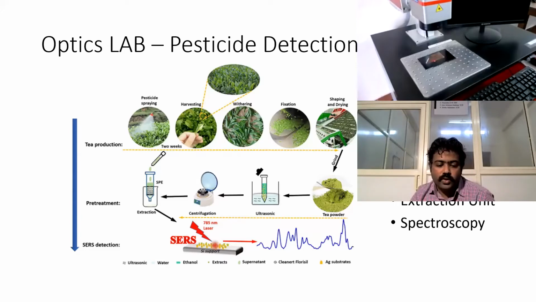For efficient analysis, we use techniques called grinding, ultrasonication, centrifugation, and extraction. Then you go for the process called SERS, surface enhanced Raman spectroscopy. This SERS plays a very important role in the study of pesticide detection tools. The tools we are using for this are a laser source, ultrasonicators, laser-controlled PCB, Raman filter, centrifugation, extraction, and spectroscopy.